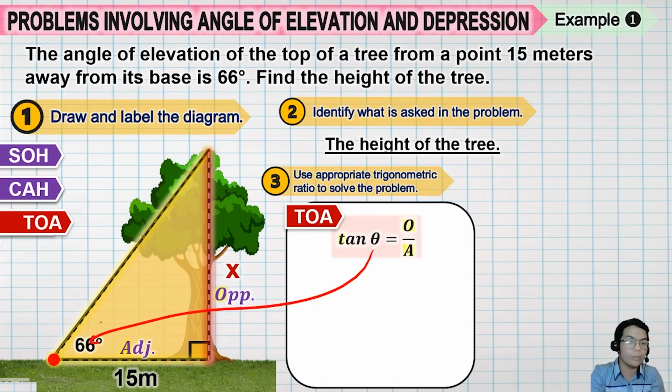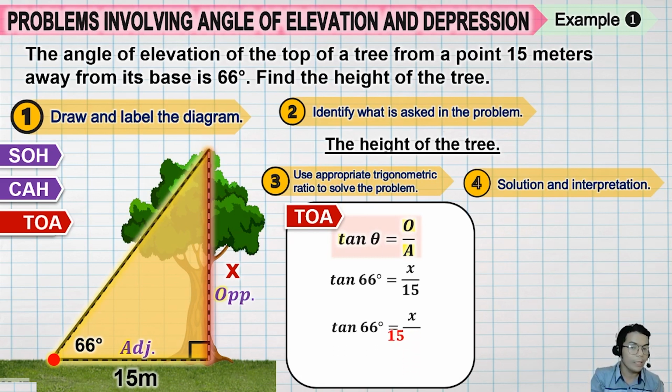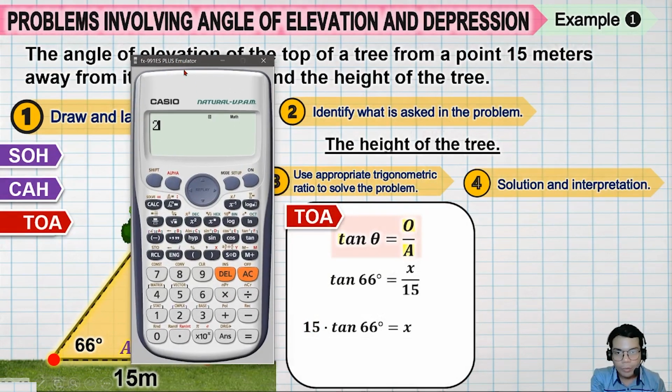Therefore, we just need to substitute that 66 degrees to that given theta. And our opposite side is x, and our adjacent side is 15. Therefore, it's going to be tangent 66 degrees is equal to x over 15. Now, to solve for the value of x, we can just cross multiply 15 to tangent 66 and input this one on our calculator, giving us an answer that is equivalent to, so type lang natin to, 15 times tangent 66 degrees. Sige, you can type your answers on the chat box. Yan, tangent 66 degrees and press equals.